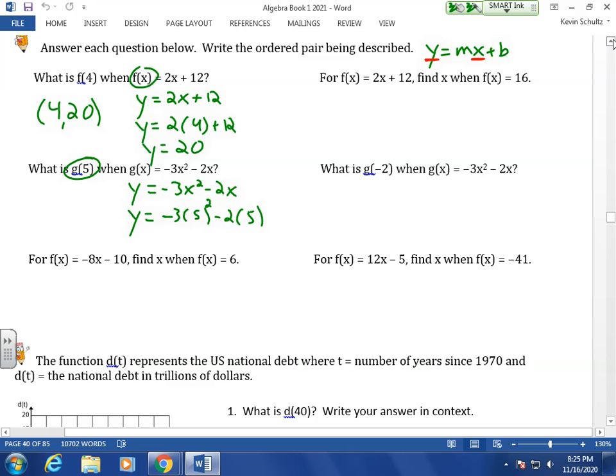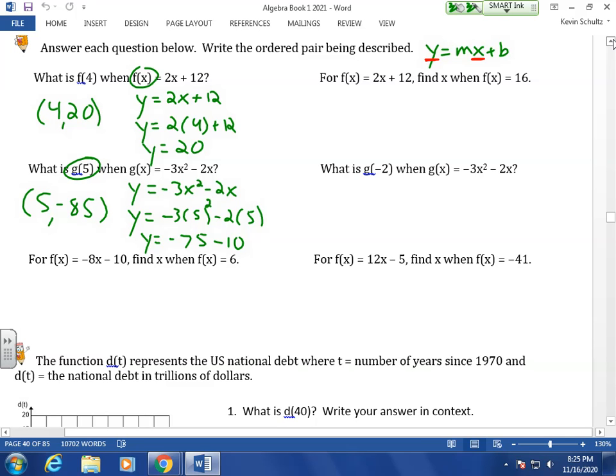Okay. Using order of operations here, we're going to do the exponent first. 5 squared is 25, times negative 3 is negative 75. And then negative 2 times 5 is negative 10. Negative 75 minus 10, we get negative 85. So our ordered pair: the input was 5, that's what we put in the equation, and what we got out of it, the output, the y, is negative 85.